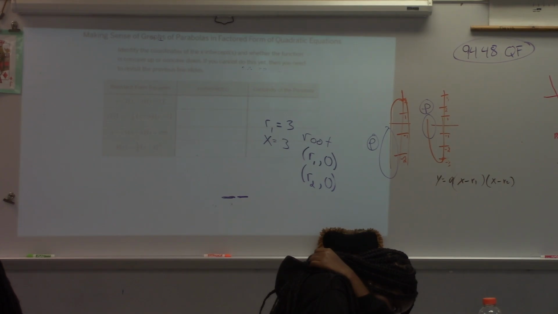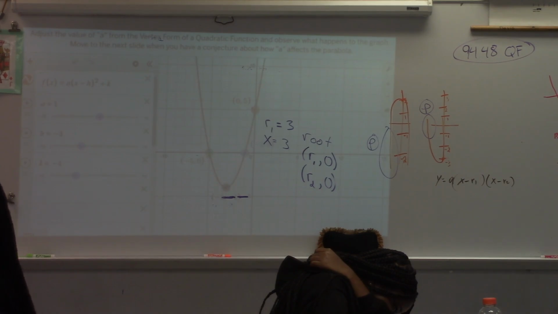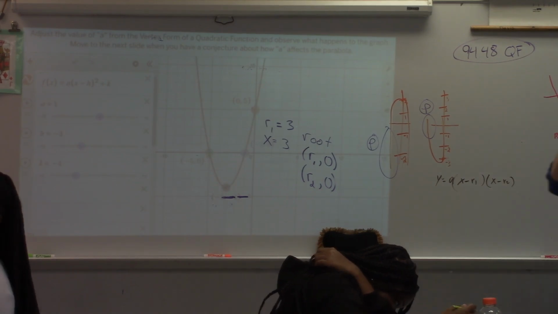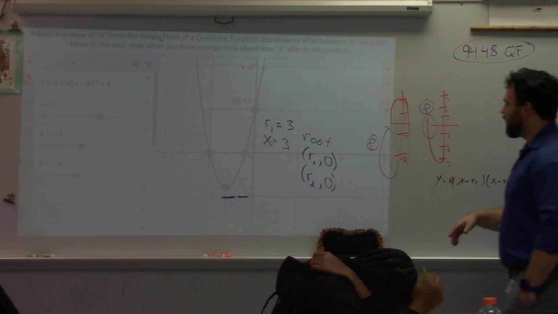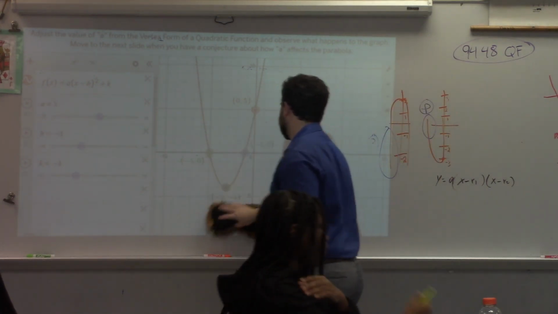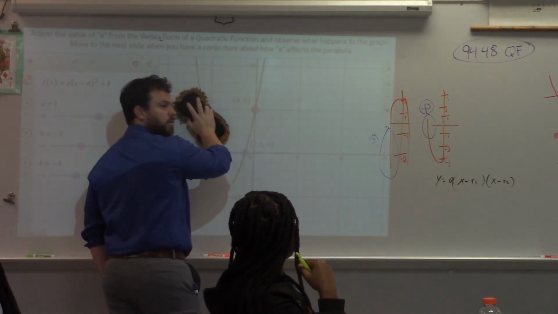So we did slide 11 yesterday, yeah? Okay. So we are now on slide 12. Okay. So notice what form are we looking at this time? Vertex form.